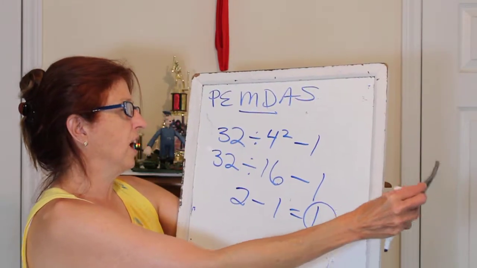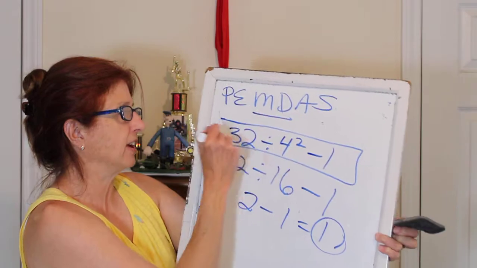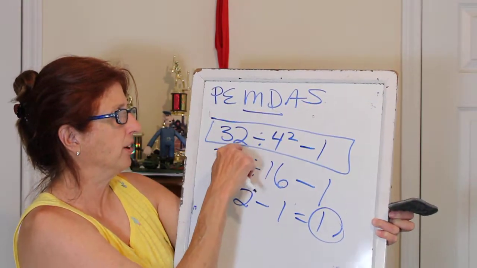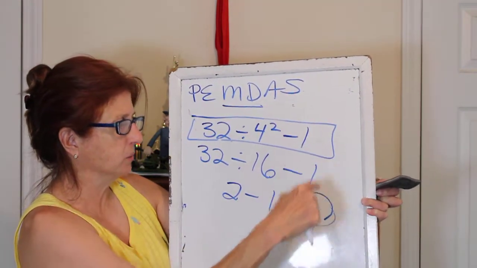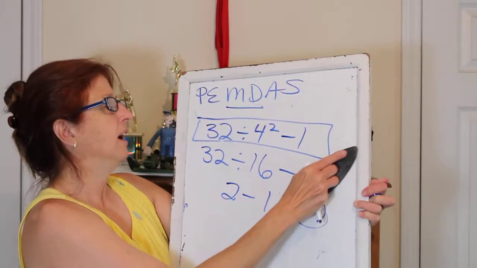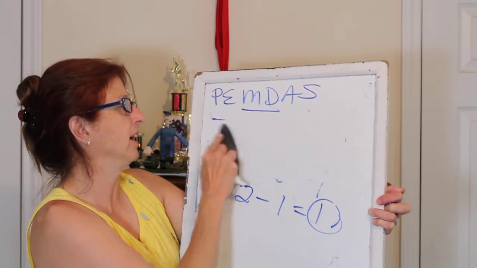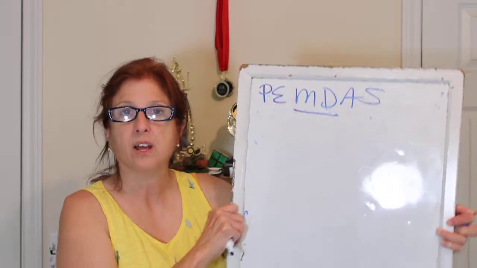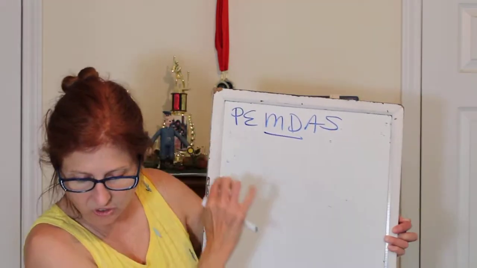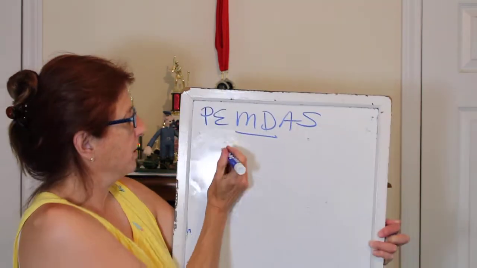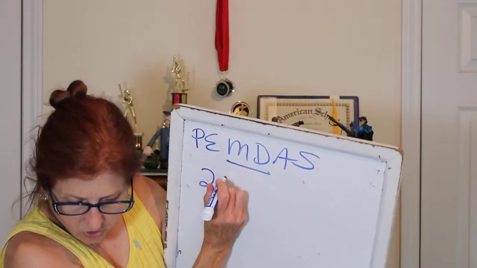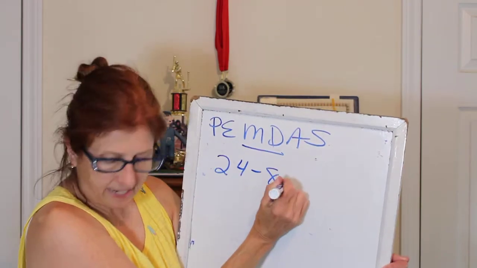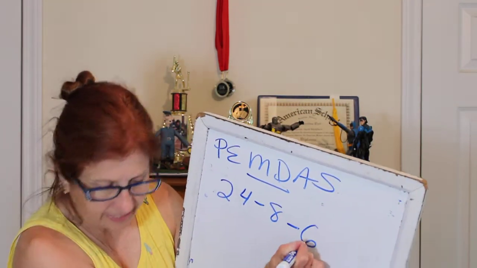I want you to try putting this in your calculator exactly like that. 32 divided by 4 squared minus 1, and you should get 1. I want you to see your calculator knows how to do this. And it's the first reason that we have come to that you should love your calculator, because it's a great one. Okay, here's another one. I want you to do it on your calculator too. 24 minus 8 minus 6.